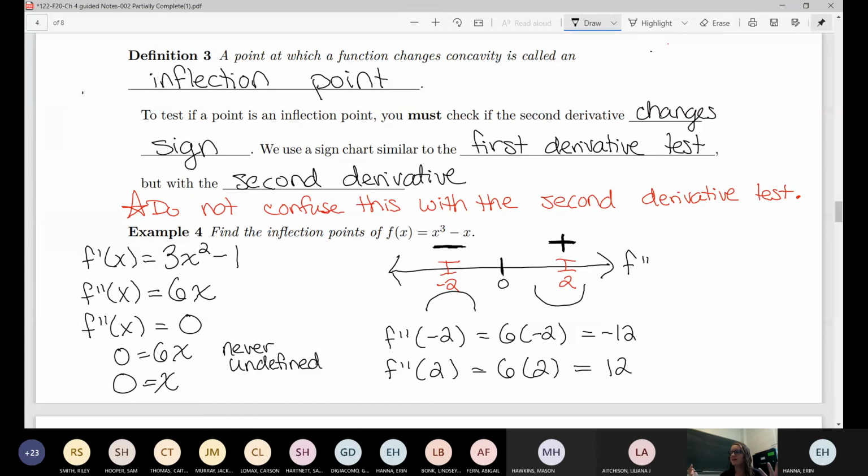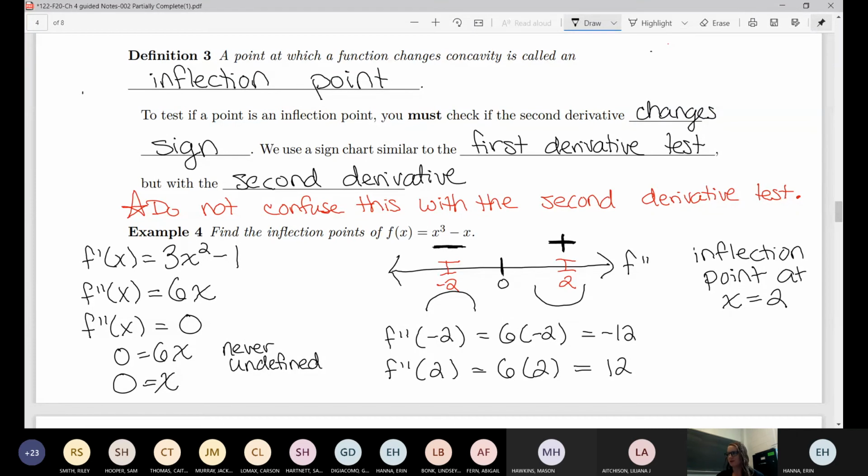But the point is that the second derivative changed sign there. So we would have an inflection point at x equals 2. Now the nice thing about inflection points is, unlike the maxes and mins, you don't care how it changes. With the max or the min, it depends on whether it changes from negative to positive versus positive to negative, because one gives you a min and one gives you a max. With inflection points, it doesn't matter. If it changes sign at all in either direction, it's an inflection point.